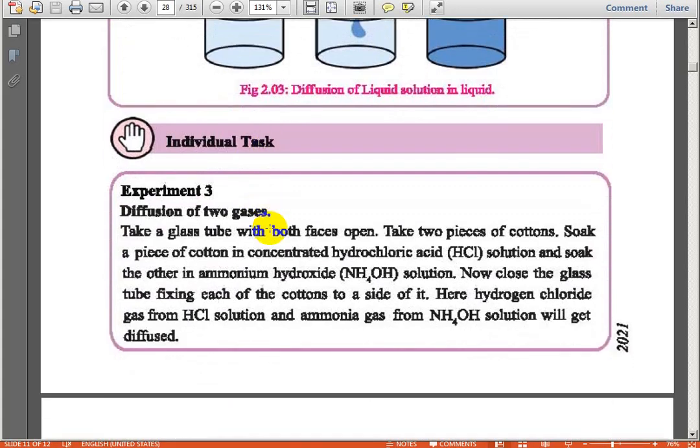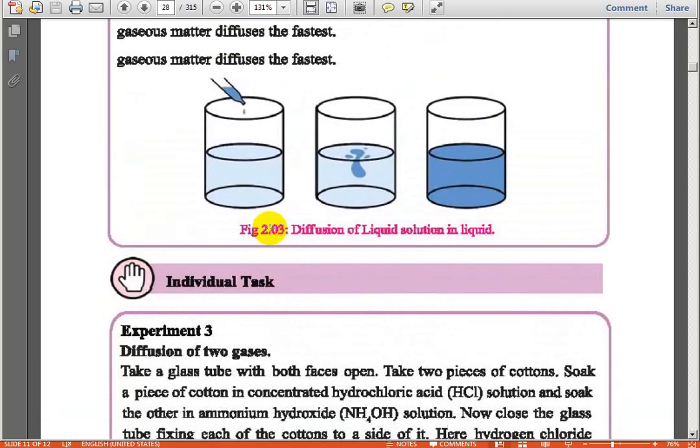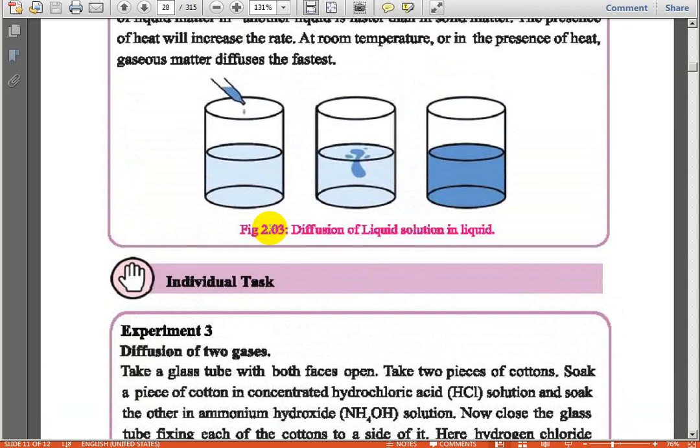Experiment 2, diffusion. Okay, today's class here, these things, I'll give you an assignment in Google Classroom this evening.